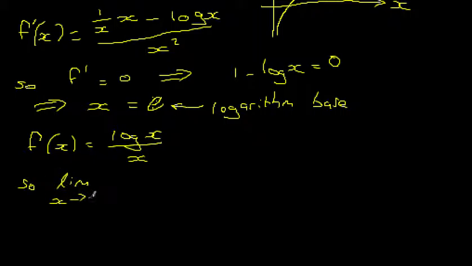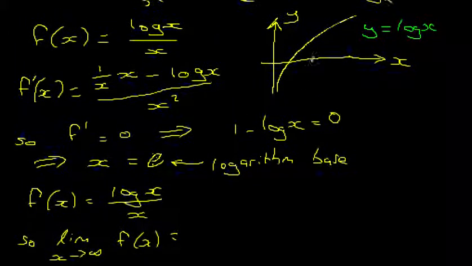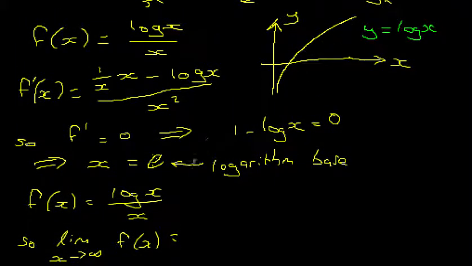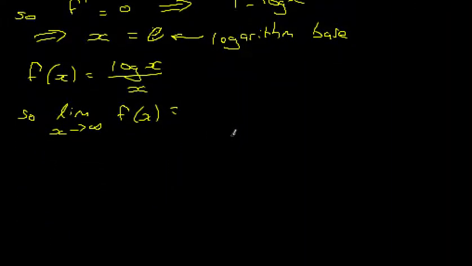So the limit as x goes to infinity of f of x is equal to, well, as we go to infinity, log x goes to infinity and x goes to infinity. So this is going to be like a really big number over a really big number, and we're not really sure what happens there. So you can reason it two ways.